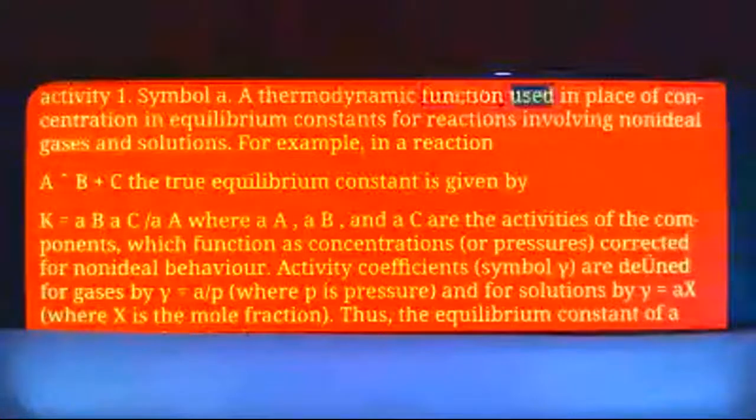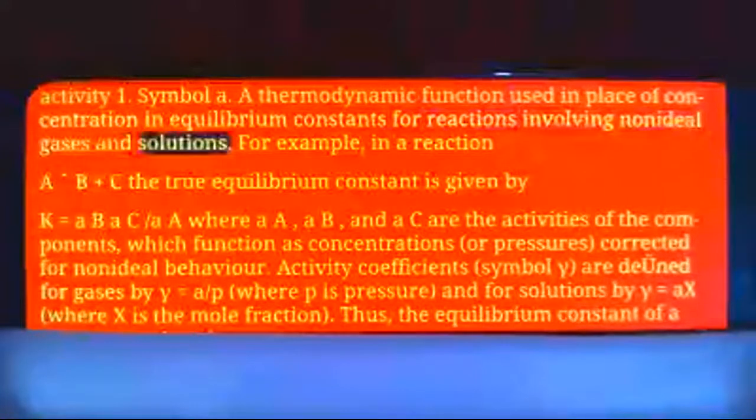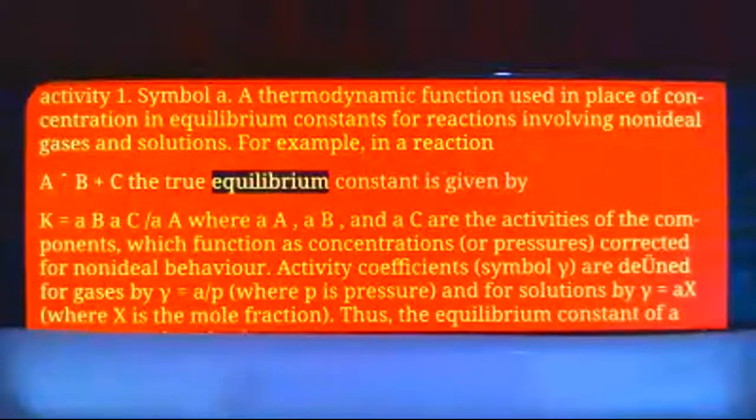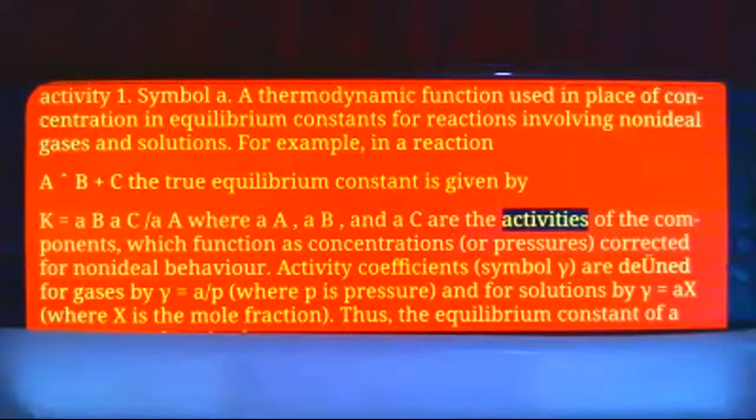Activity: 1. Symbol a. A thermodynamic function used in place of concentration in equilibrium constants for reactions involving nonideal gases and solutions. For example, in a reaction A ⇌ B + C, the true equilibrium constant is given by K = aB aC / aA, where aA, aB, and aC are the activities of the components, which function as concentrations or pressures corrected for nonideal behavior. Activity coefficients, symbol gamma, are defined for gases by gamma = a/P, where P is pressure, and for solutions by gamma = a/X, where X is the mole fraction.